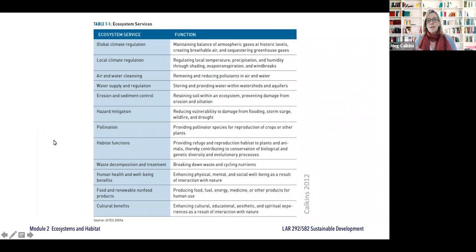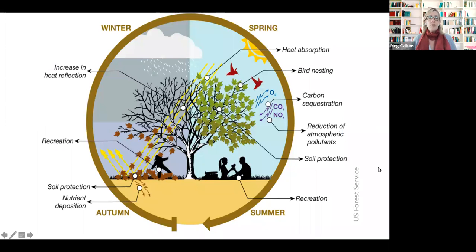So here's a listing from one of the readings that you'll be doing for this module. This is showing the various ecosystem services and specifically what they do for people. And we can look at a tree, for instance, at different times of the year. In the spring, the tree will absorb heat. It will provide habitat for birds to nest. It'll sequester carbon. It will reduce atmospheric pollutants such as carbon dioxide and nitrous oxides. It will protect and build and restore soils. And it will provide opportunities for recreation, whether it's kids playing underneath it or people picnicking underneath it.